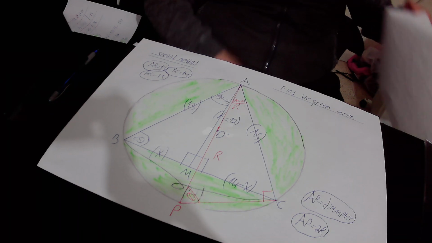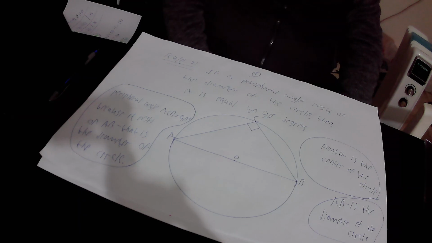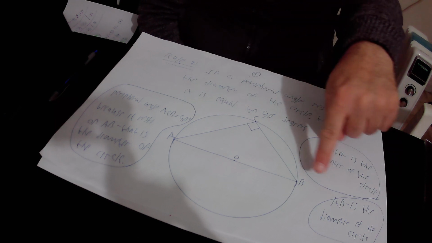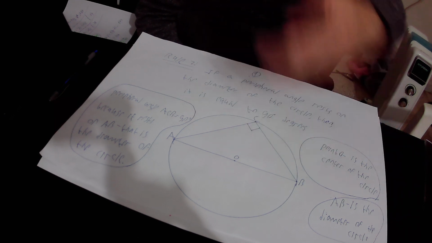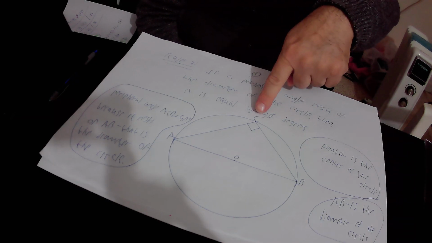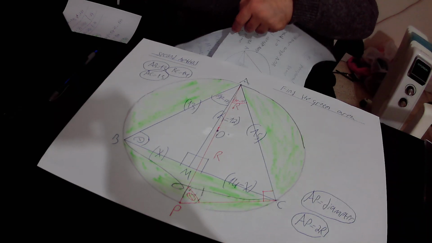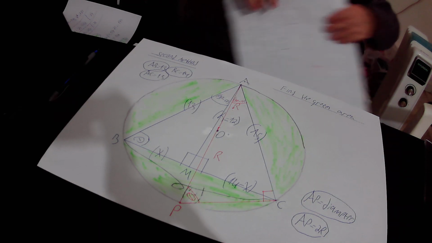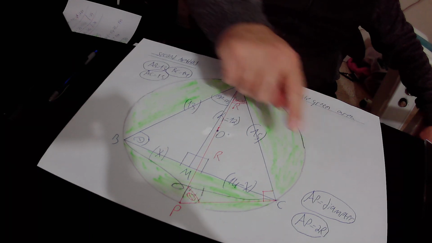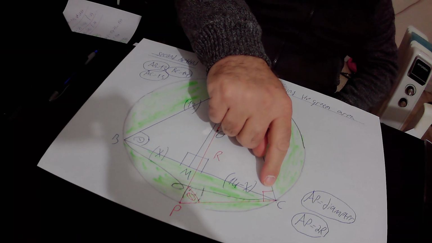I repeat again rule number 7. According to rule number 7, if a peripheral angle rests on the diameter of the circle, it is equal to 90 degrees. Here we have peripheral angle ACB that rests on AB, that is the diameter of the circle. Therefore, this peripheral angle ACB equals 90 degrees. We can implement rule number 7 in our drawing. Why? Because in our drawing, we have peripheral angle ACP that rests on AP, that is the diameter of the circle. Therefore, according to rule number 7, this peripheral angle ACP must be equal to 90 degrees.